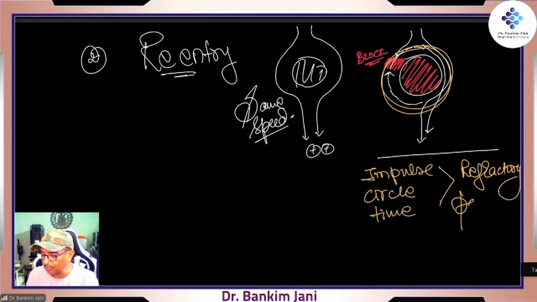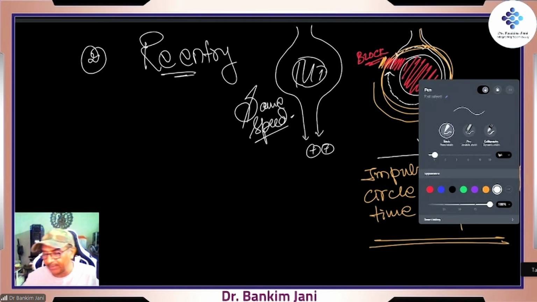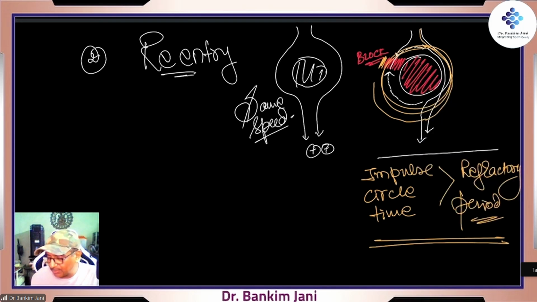Refractory period. What was the refractory period? During that phase, any amount of signal comes, the tissue won't respond. But if this impulse circle time is more, so from here the signal is coming, it is taking some time. By that time, the refractory period of this block is over and it will allow the signal to pass. So this is a very golden sentence. So many important things are based on this. Have you understood this part? Just keep it in mind.